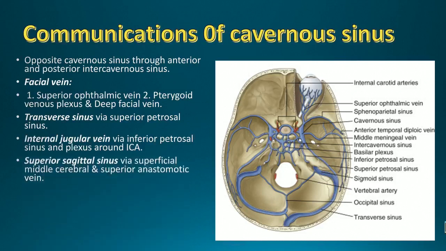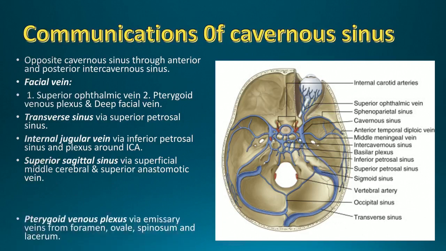Then the superior sagittal sinus via the superficial middle cerebral vein and the superior anastomotic vein. This is called the superior anastomotic vein of Trolard. This we have already discussed in the superior sagittal sinus. Communication between the superior sagittal sinus and the cavernous sinus is through the superior anastomotic vein of Trolard.